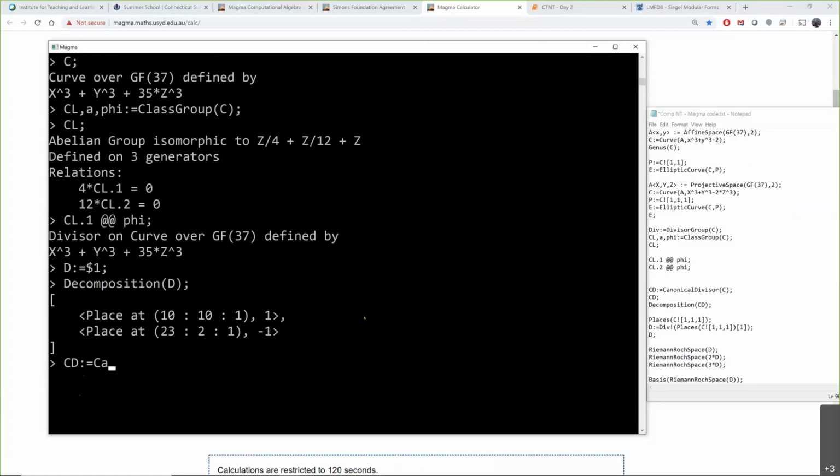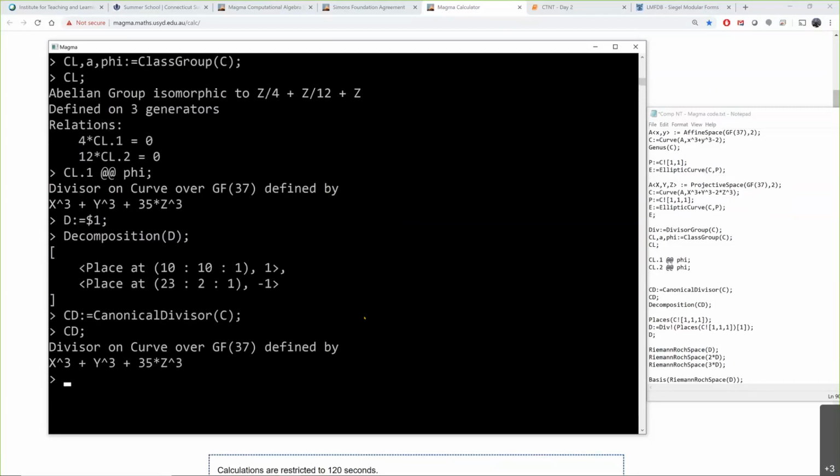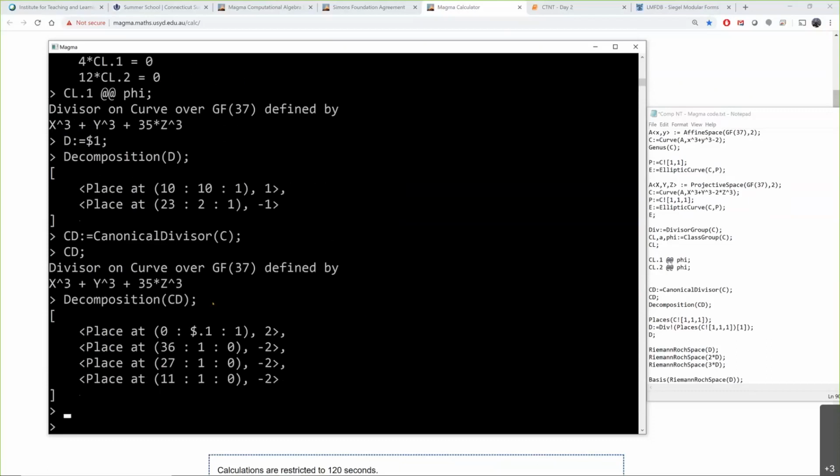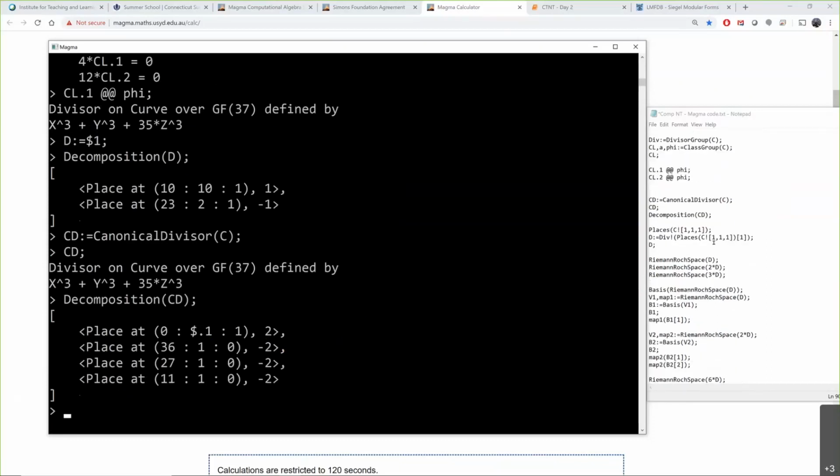I can do a canonical divisor of my curve, and it is a divisor, so not great news there. But I can actually do the decomposition of my canonical divisor, and it's a place. So it's a decomposition now. It's supported in 4 different points, like that. Okay. What else can I tell you?